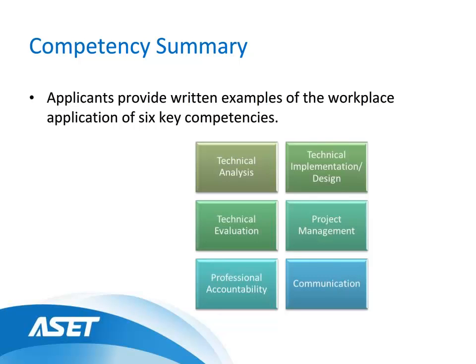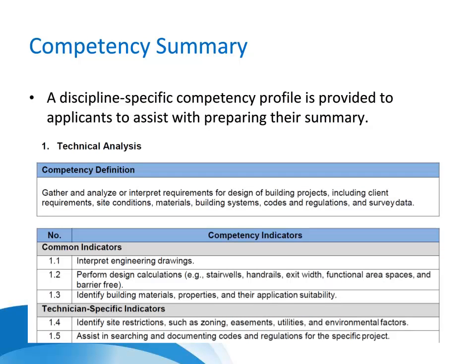In the competency summary, applicants provide written examples of the workplace application of 6 key competencies: technical analysis, technical implementation or design, technical evaluation, project management, professional accountability, and communication. A discipline-specific competency profile is provided to applicants to assist with preparing their summary. ASET recognizes that there are multiple areas of specialization within a given discipline. The competency profile is intended to reflect common knowledge and skills across these areas of specialization.